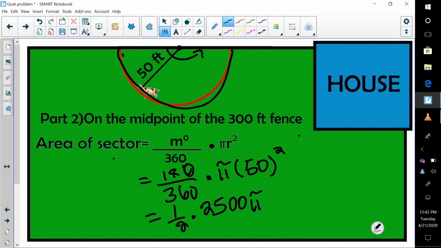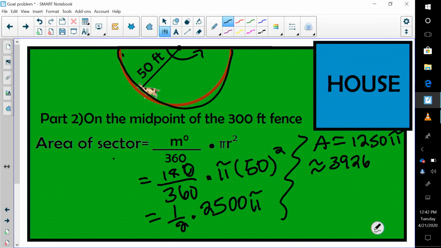I'm running out of space, so I'm going to put it over here on the right side. The area is 1/2 of 2,500, which is 1,250 pi. And when we punch that in for part 2, it is 3,926.99 square feet. Okay, that is feet squared. So that is part 2.